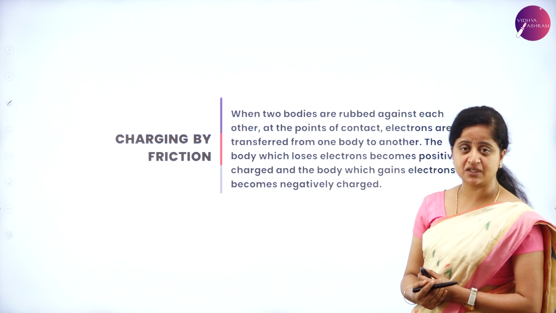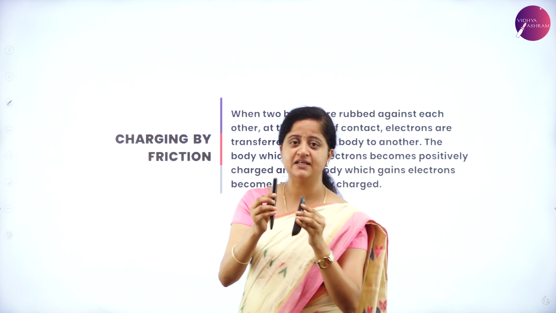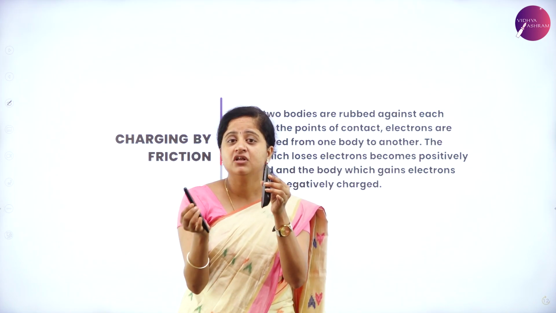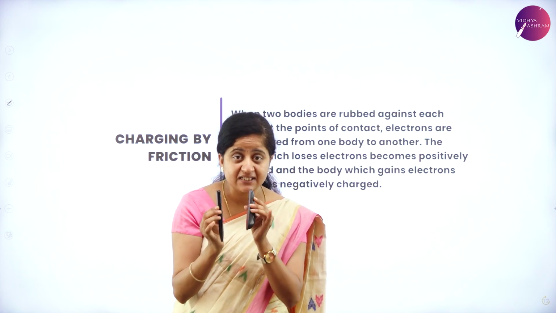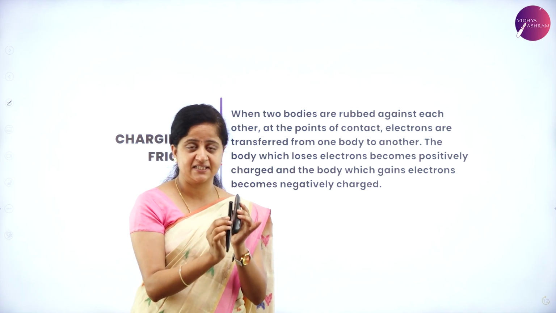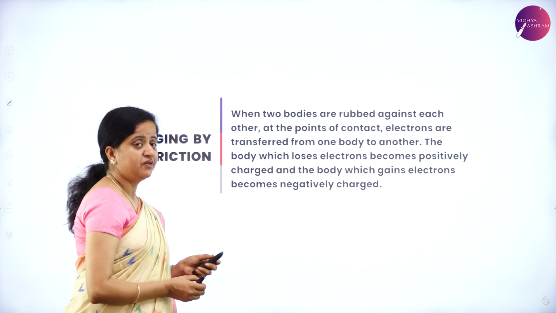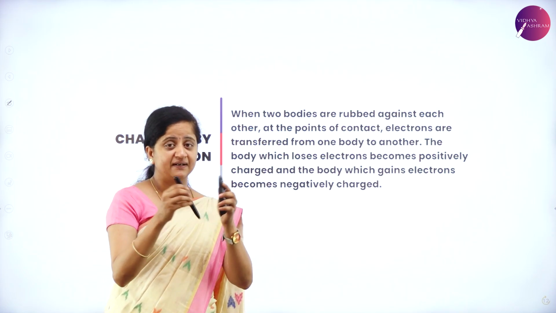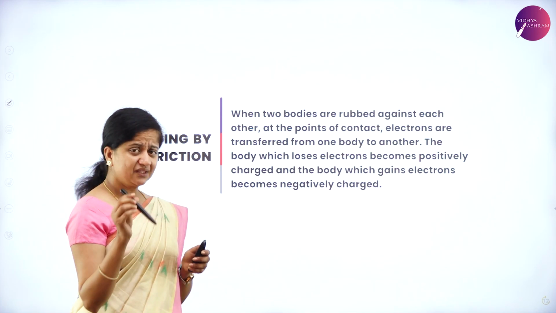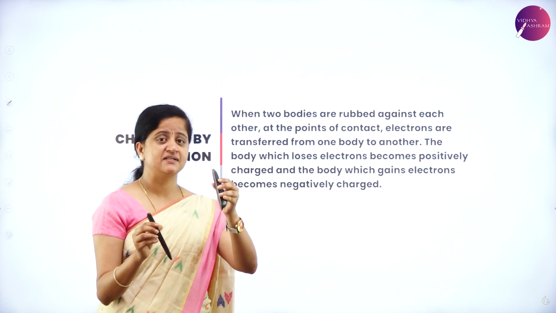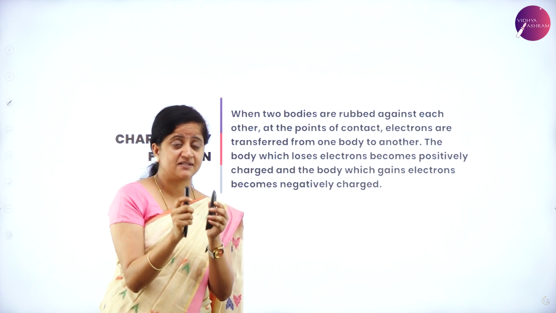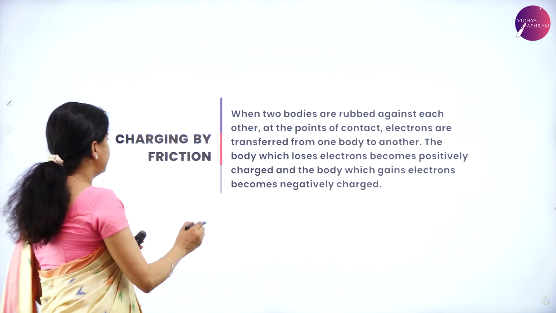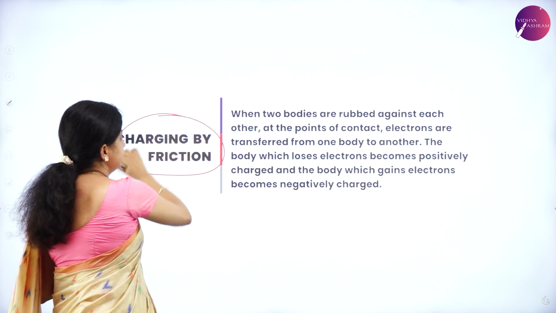So what is charging by friction? Consider two bodies. When these two bodies are rubbed against each other, at their point of contact the electrons will transfer from one body to another uncharged body. This process of charging is called charging by friction. The material that loses its electrons is said to be positively charged. The material which gains the electrons is said to be negatively charged, which means the charges transfer from one body to another due to friction.